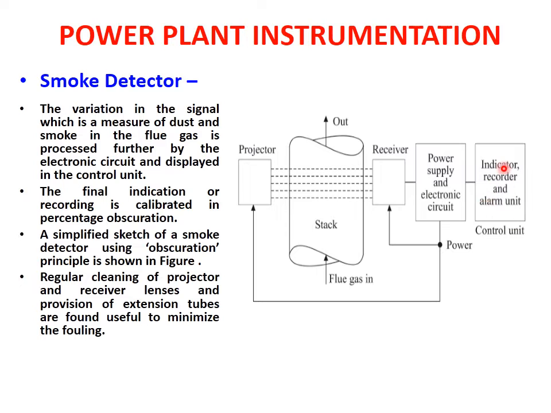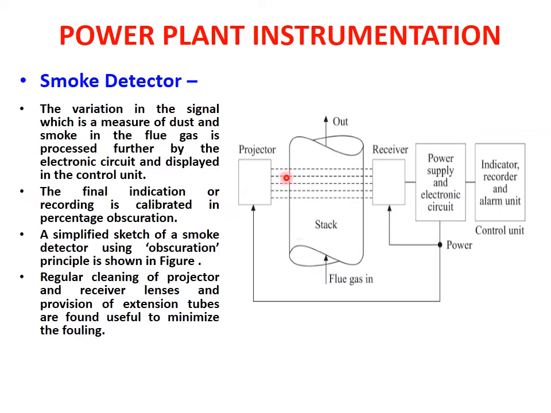After receiving the image from the projector, this will be taken up by an electronic circuit and given to the indicator, recorder and alarm unit, so that if the amount of smoke is more, some changes can be made in the operation of the power plant, in the operation of any system, or any engine which creates more smoke. The variation in the signal, which is a measure of dust and smoke in the flue gas, is processed further by the electronic circuit and displayed in the control unit. The final indication or recording is calibrated in percentage obscuration.